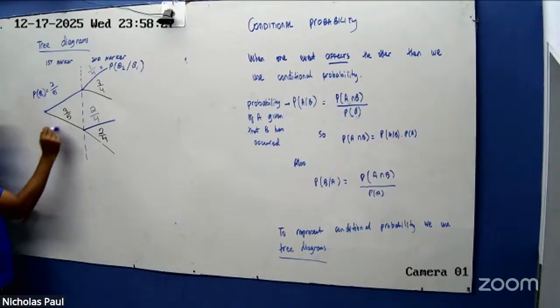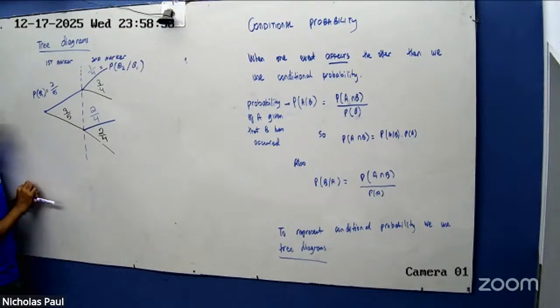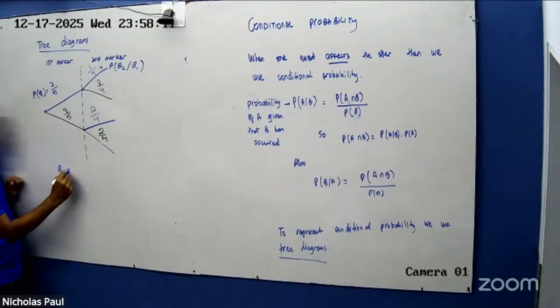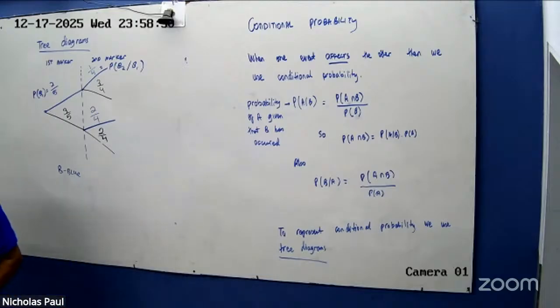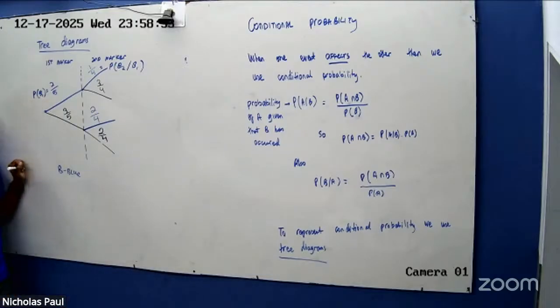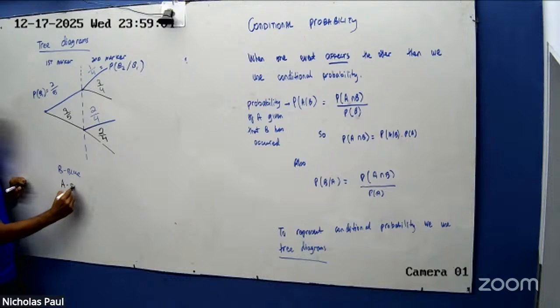Use the notation. Use B for blue. What will you use for black? B1 means they choose the first marker, B2 means the second marker. What do you use for black? A for black. Go ahead.